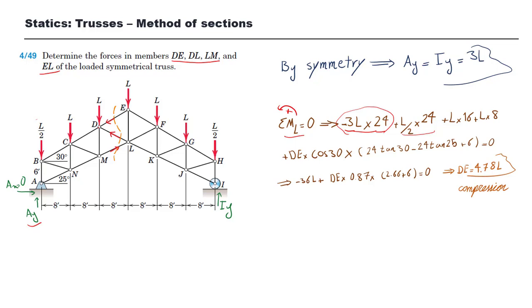Similarly, we have this external force, this one and this one. All of them are causing counterclockwise moment about point L. So all of them are shown by a positive sign, and the distances are 24, 16, and 8. So that was the moment caused by external forces and our support reaction. So let's move on to our internal force, where we can determine the amount of DE.